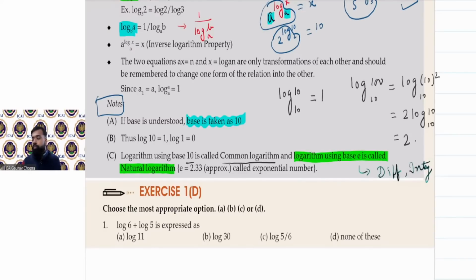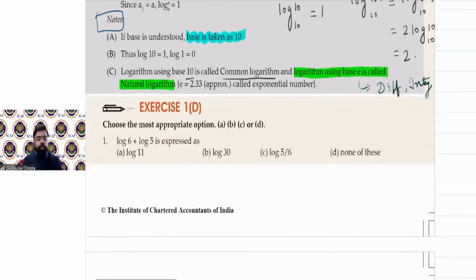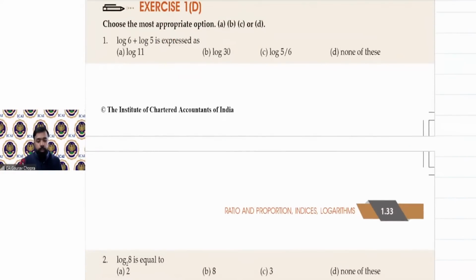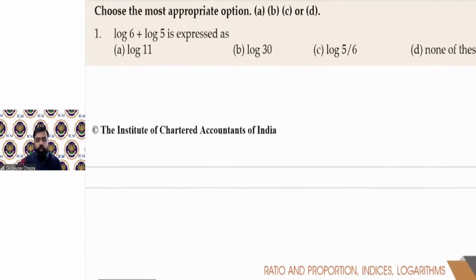Okay. So now let us do these questions from the beginning so that in case of any doubt, it will get solved. Log 6 plus log 5. Log 6 plus log 5 is how much? Is it log 11 or log 30? Which is correct? Log 6 plus log 5 will give how much? Log 11 or log 30?